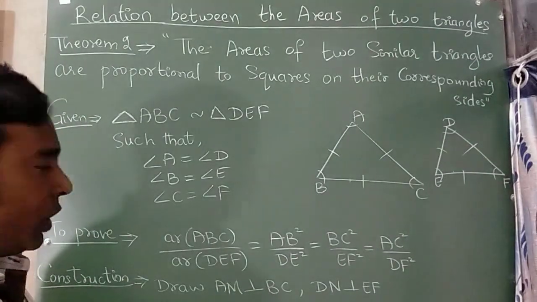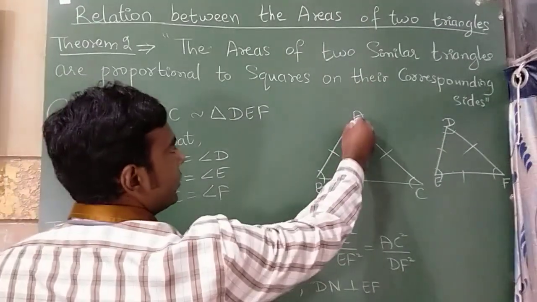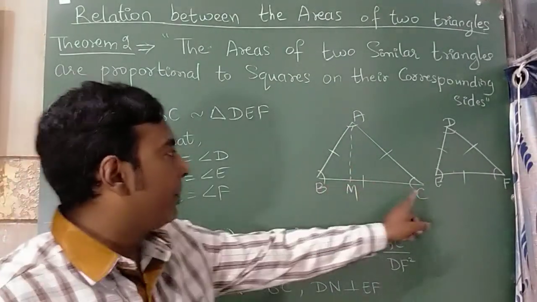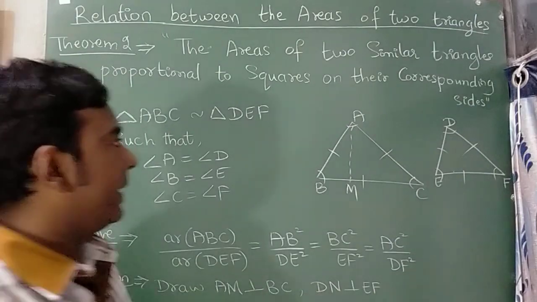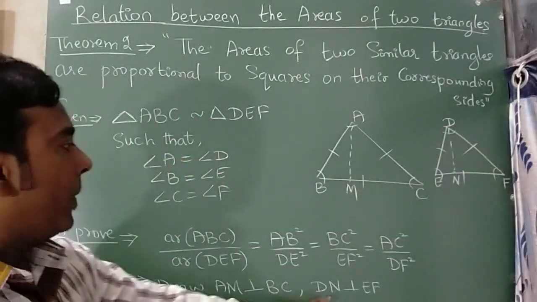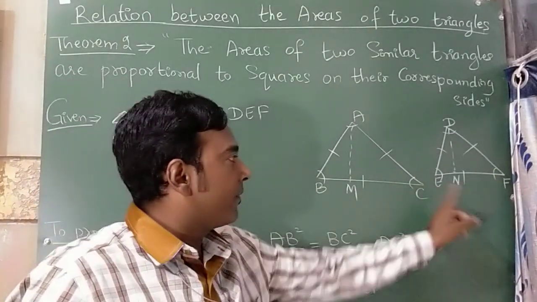Now the construction: draw AM here, perpendicular to BC, and DN, this is DN, perpendicular to EF.